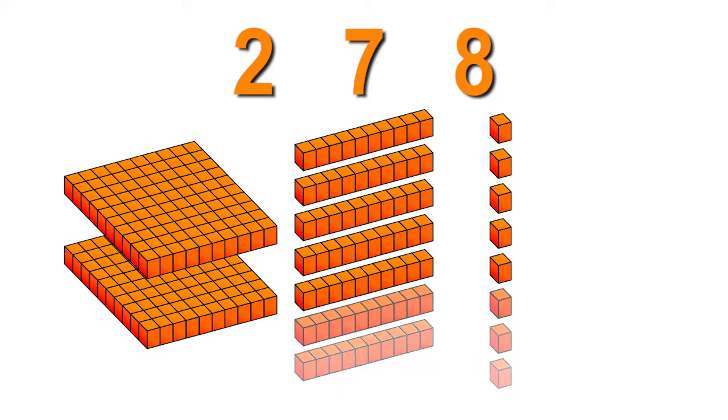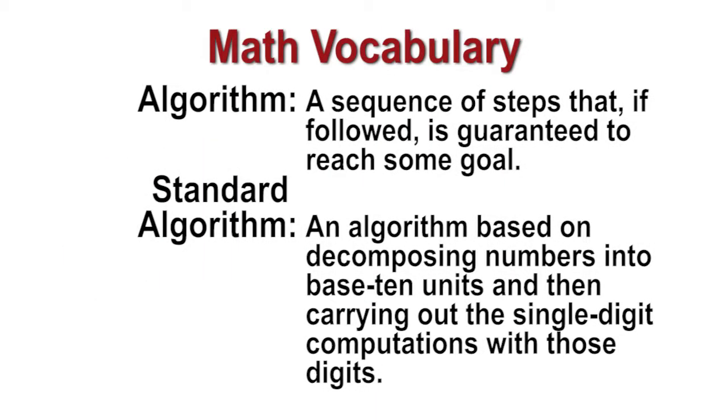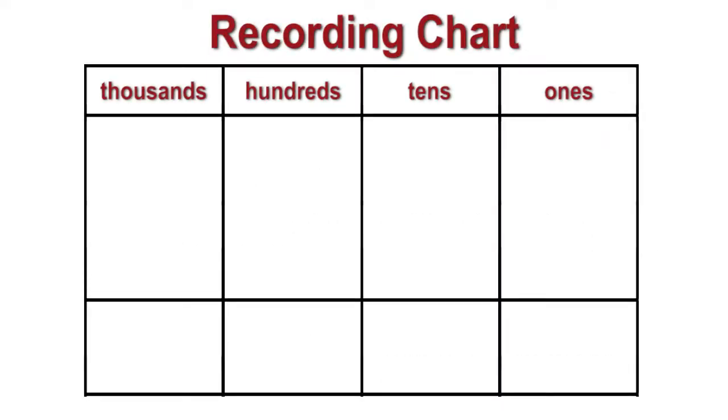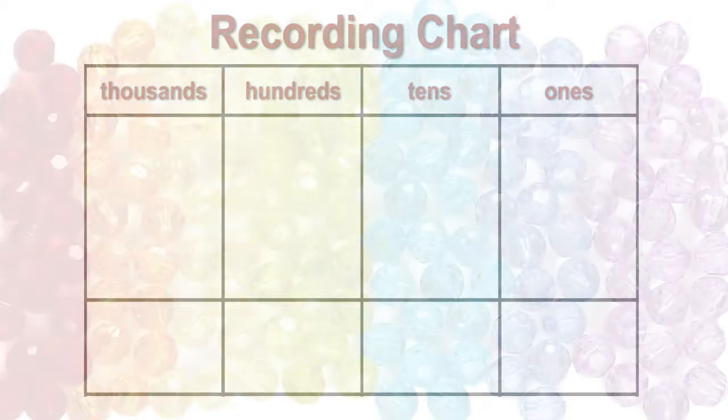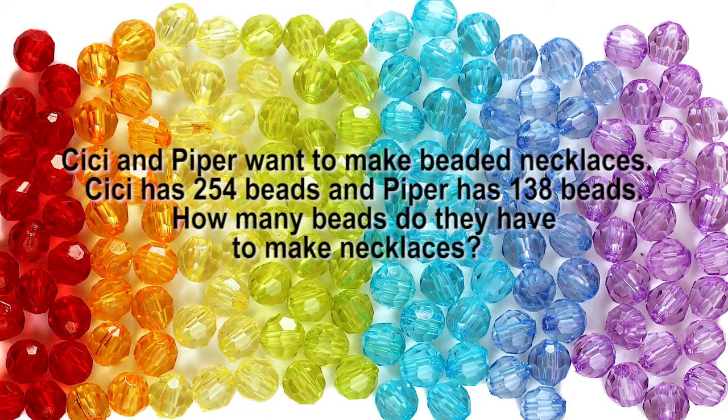In this lesson, we will use the standard algorithm to the thousands place. An algorithm is a sequence of steps that, if followed, is guaranteed to reach some goal. The standard algorithm is based upon decomposing numbers into base 10 units and then carrying out single-digit computations with those digits. We are going to use this recording chart during this lesson. I will walk you through the process of adding and understanding the steps your student will be using in 4th grade.